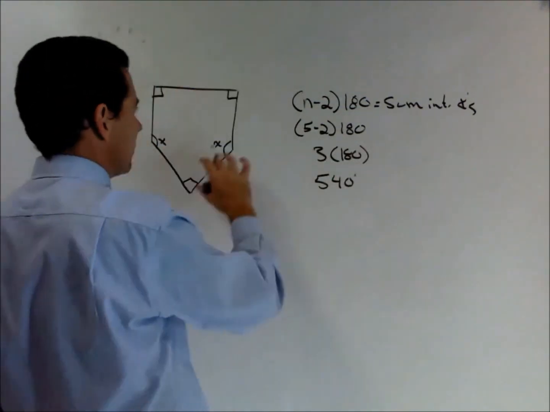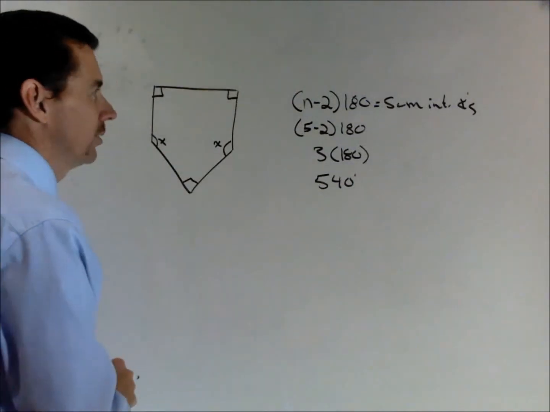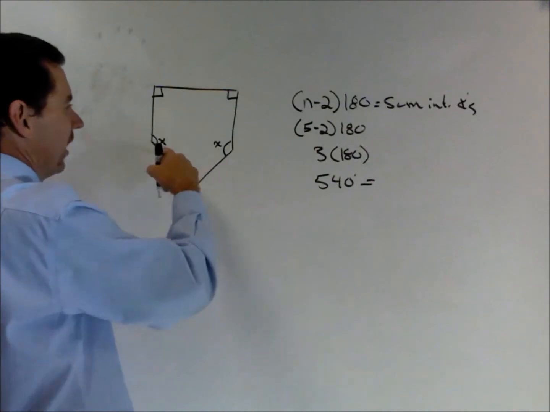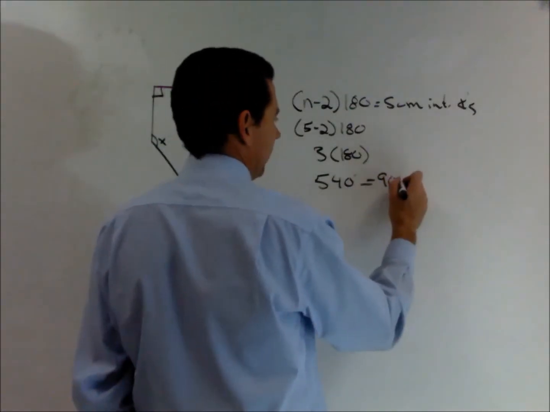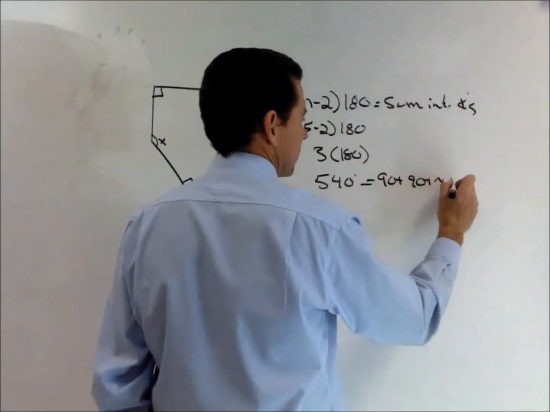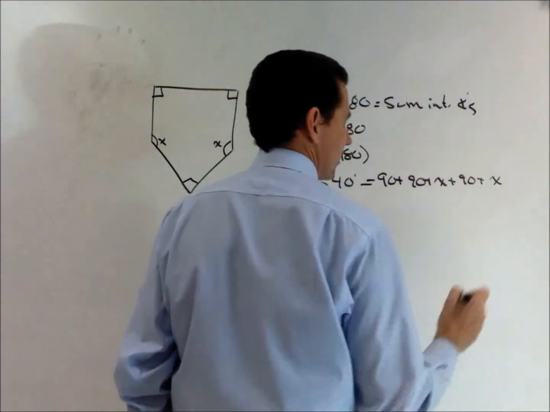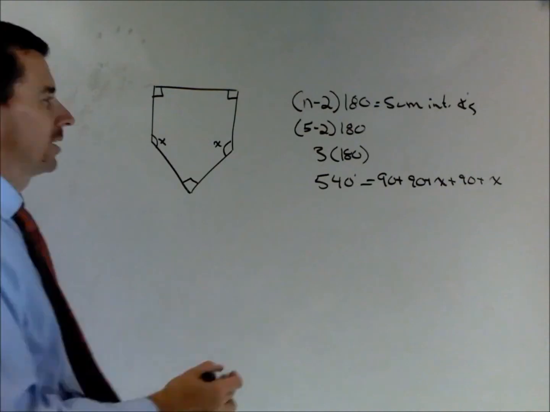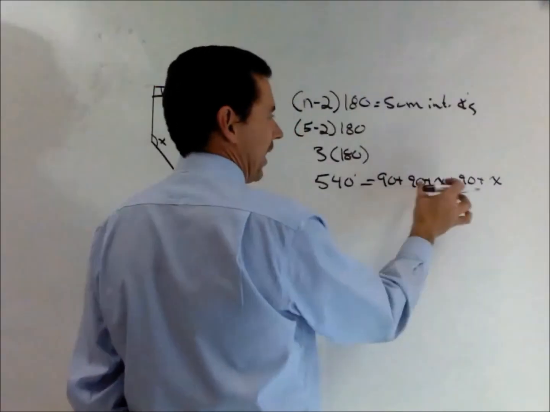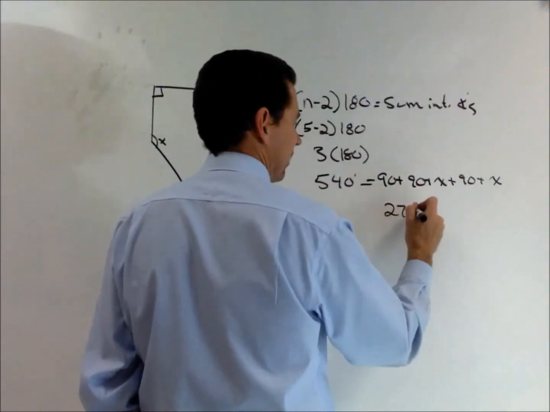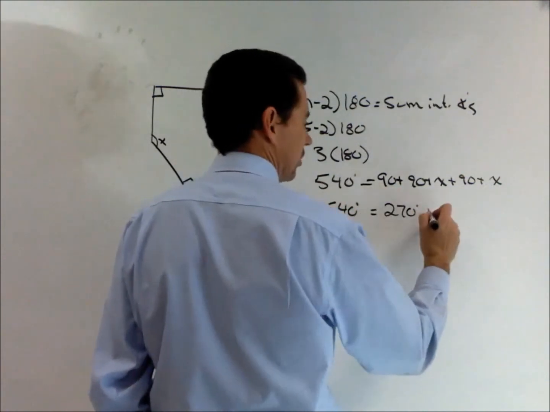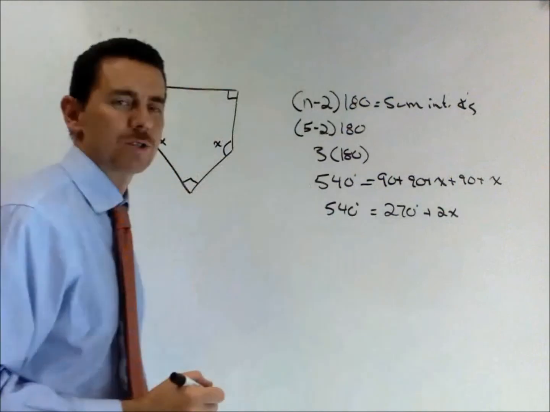So we got 3 times 180 equals 540. So the sum of these angles has to be 540 degrees. Now what are all the angles? Well, we've got 90, 90, x, 90, and x. So it's going to look like this: 90 plus 90 plus x plus 90 plus x equals the sum of the interior angles. Now we can simplify this expression. We have 90, 90, and 90, which is 270 degrees. We have x and x, which is 2x. And now we're going to solve this for x.